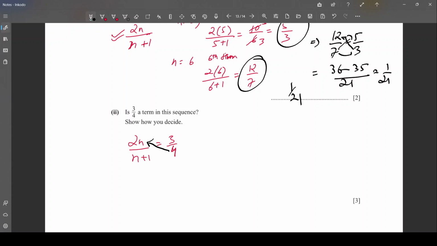If I multiply this, I am getting 4 times 2 is 8n, and on the other side 3n plus 3. You can do it with one more step; I just did it directly. But I'll do it for you because some students may have problems with this. n plus 1 gets multiplied by 3, and 2n gets multiplied by 4.